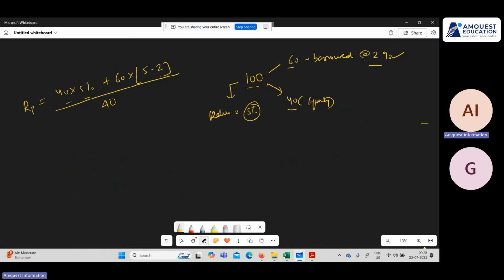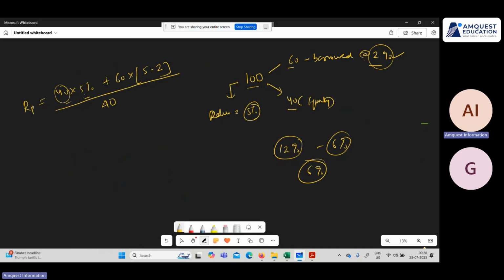Does this make sense? Why did you do 5 minus 2? Because you borrowed at 2%. If you borrow, that will be subtracted from the return. This makes sense. I'm not teaching any formula or concept. I'm just saying how we do it in the real world. If I'm going to get 12% return, and I have to pay somebody 6%, your effective return will only be 6%, right? But this is your own equity, your own money. So the 5% is on the 40, and on the borrowed money, the return is only the extra return that you got.